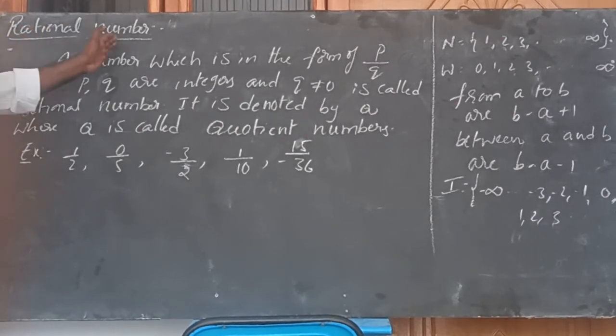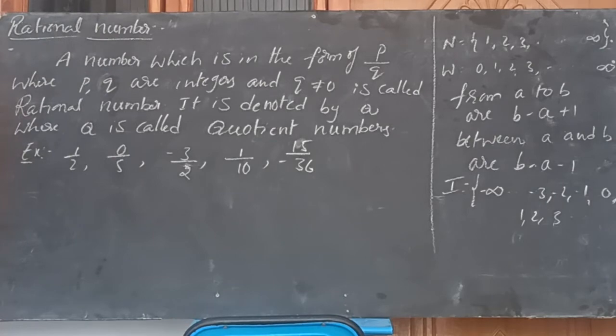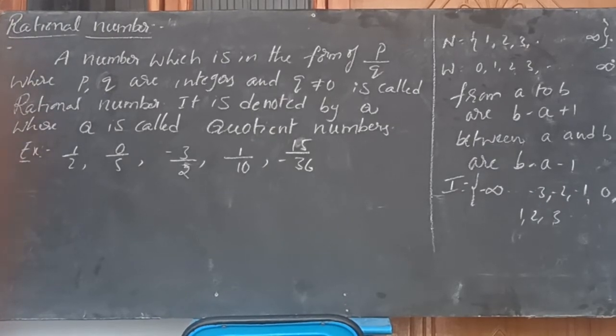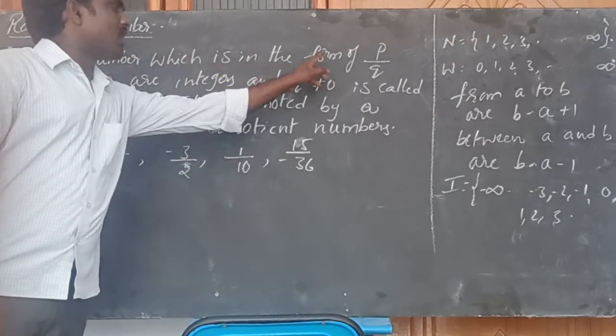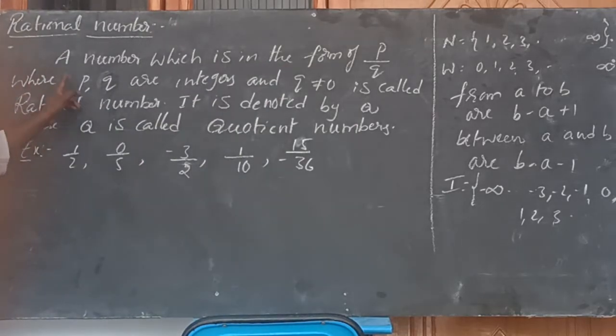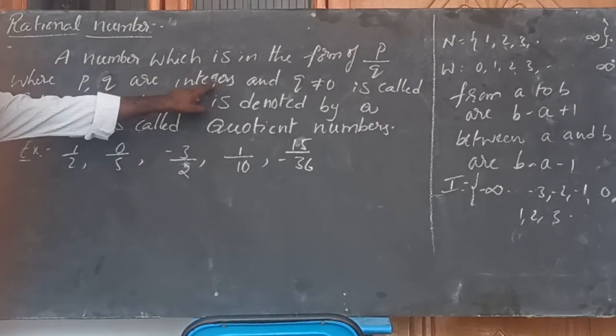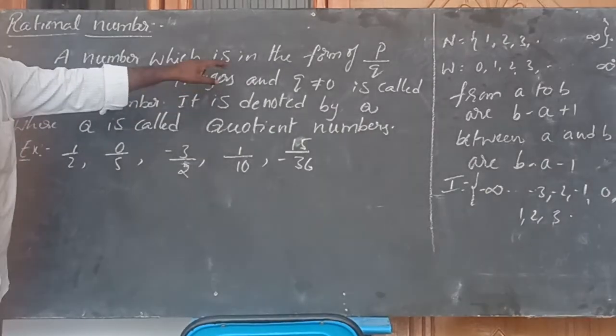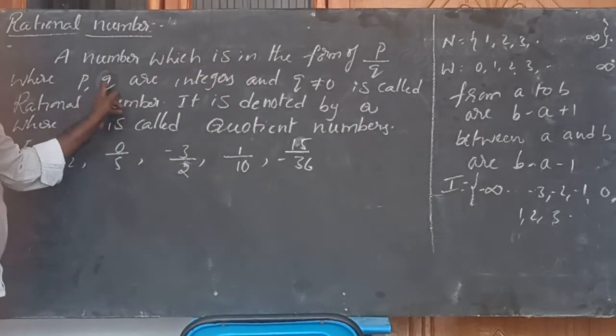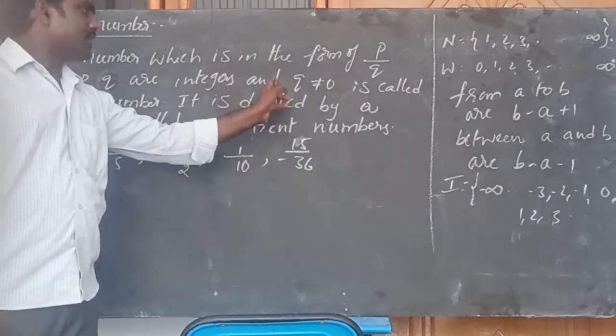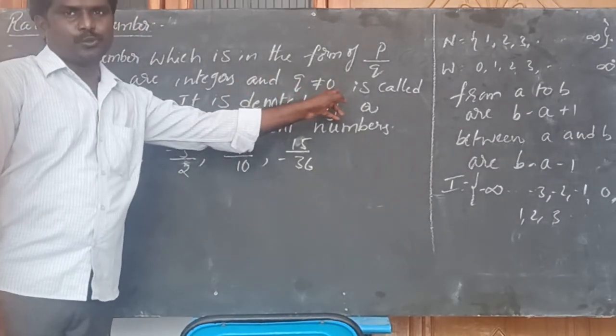What are there? Rational number. So what is called a rational number? A number which is in the form of P by Q, where P and Q are integers. Integers means what? Positive numbers, negative numbers and 0. P and Q are integers and Q is not equal to 0.